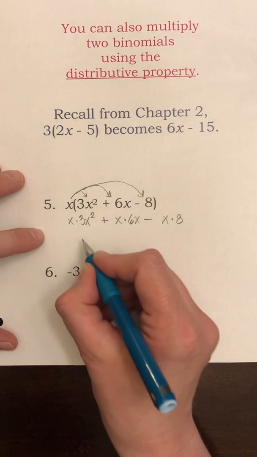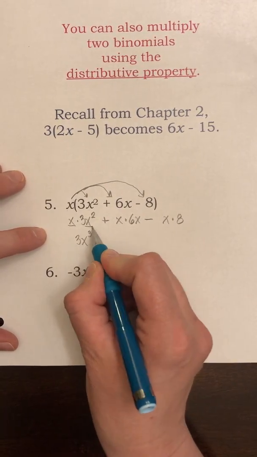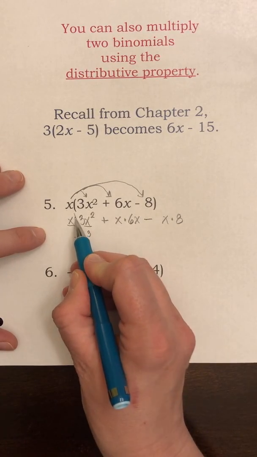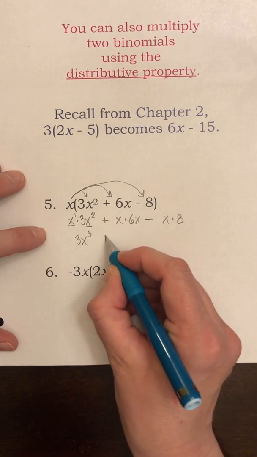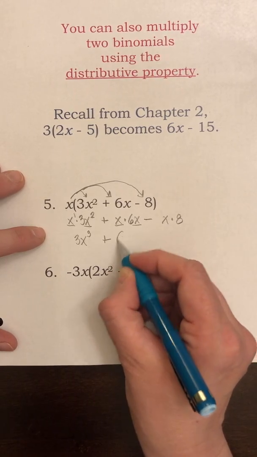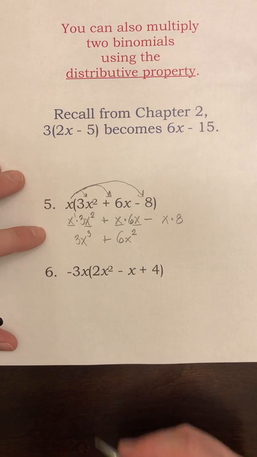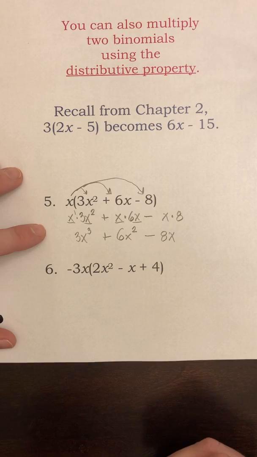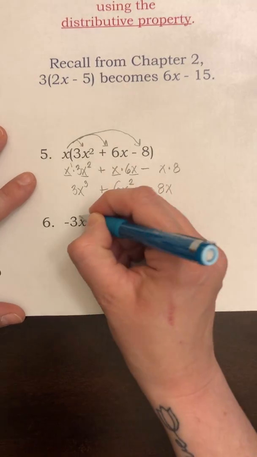X times 3x squared turns into 3x cubed. Remember, keep the base, but you add the exponents. So this one had an exponent of 1, this one had an exponent of 2, that's why I have an exponent of 3, plus x times 6x. Again, same idea. Keep the base, add the exponents. So we get plus 6x squared, and then at the end we have minus 8x. None of those are like terms, so we're done. Let's try the next one.